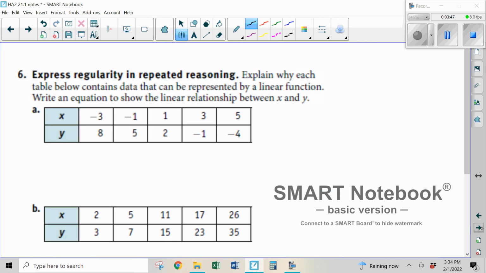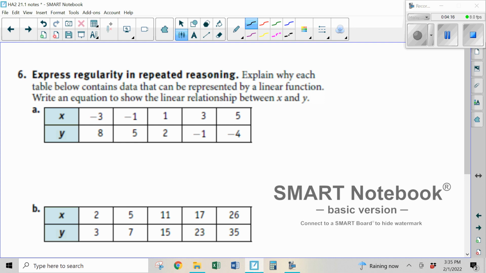Explain why each table below contains data that can be represented by a linear function. Write an equation to show the linear relationship between x and y. So you want to look at first, what are we going up by? This is going up by 2, up by 2, up by 2, up by 2. Not all tables do that. If you look, this is going from 2 to 5, that's going up 3. This is not going up 3. So you have to be careful when you're looking at tables.